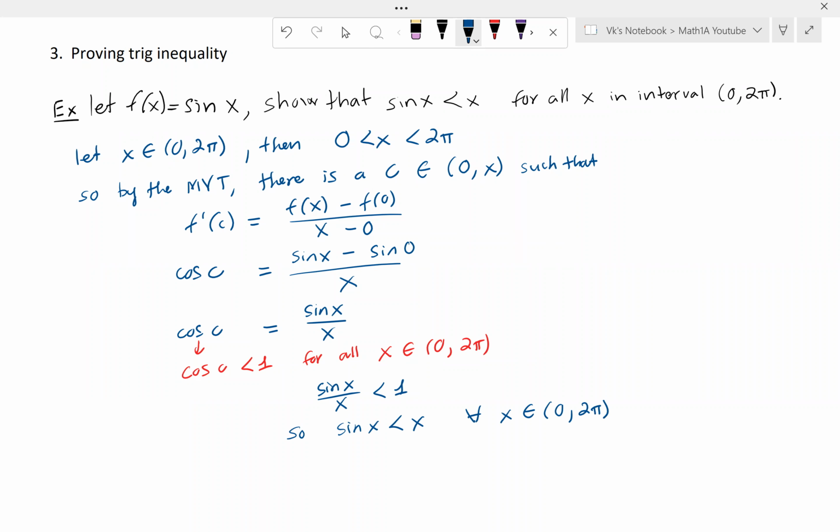That is it. We just proved a trig inequality.